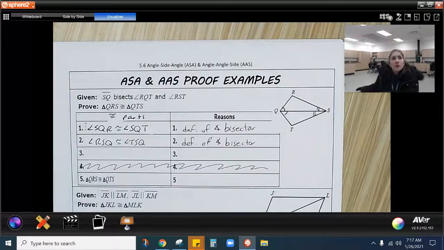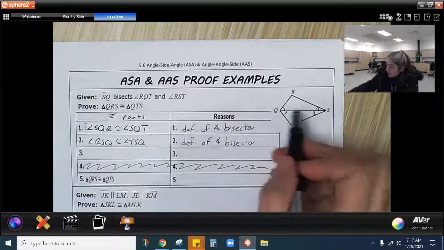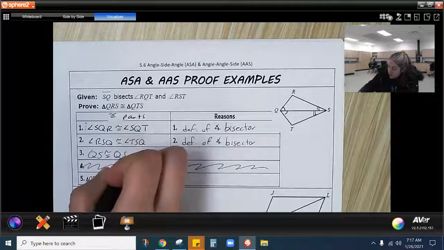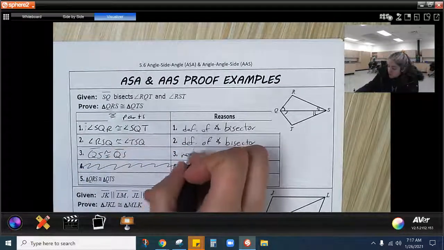So we still need one more piece, right? We've got an angle, there's something we're missing. What are we missing? That does statement. QS is congruent to QS. How do I know that? Reflexive property.